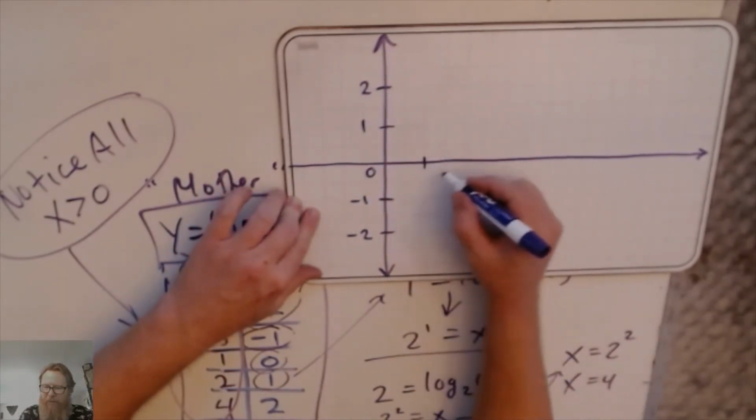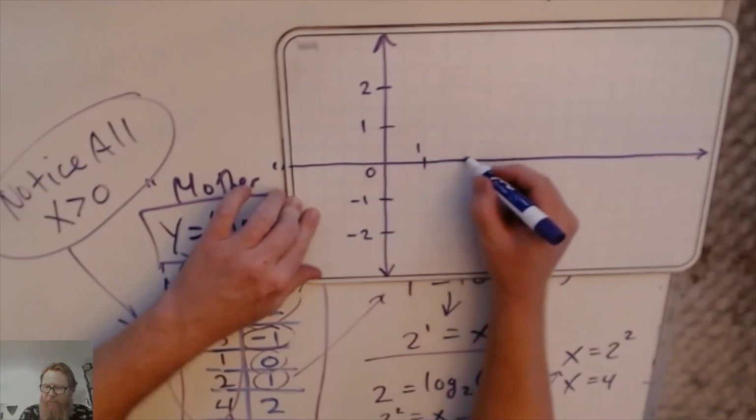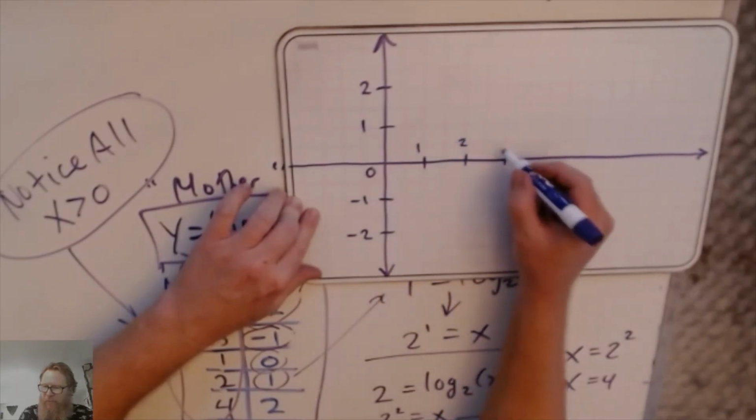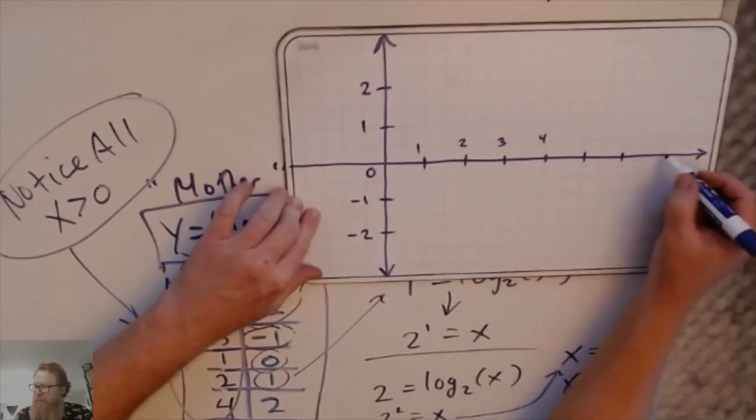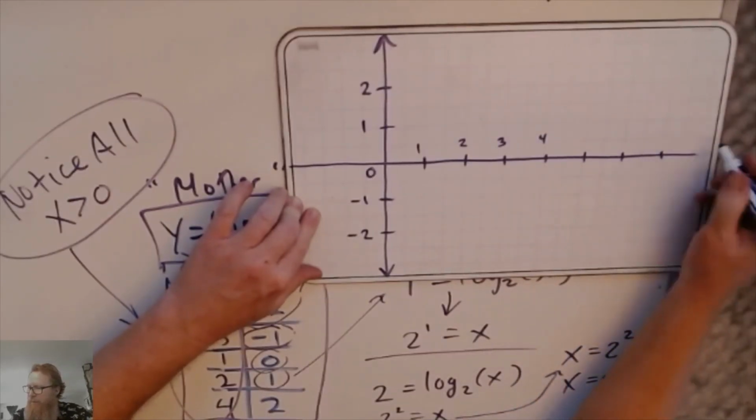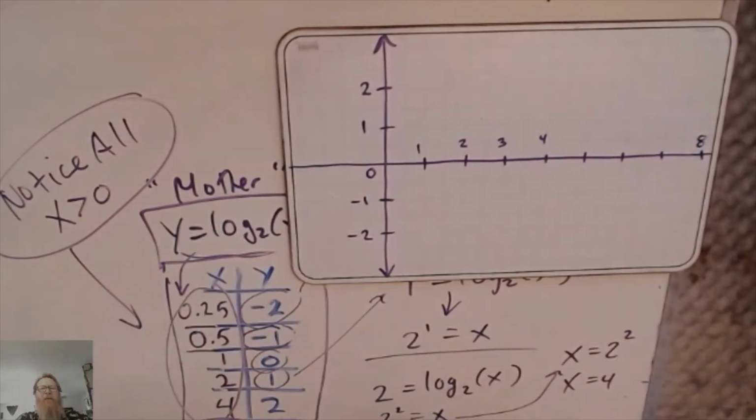1, 2, 3, 4, 5, 6, 7. Let's see if I can get all the way to 8. I know there's no 8 on my chart, but I'm going to maybe throw that in at the very end, just to give an idea.